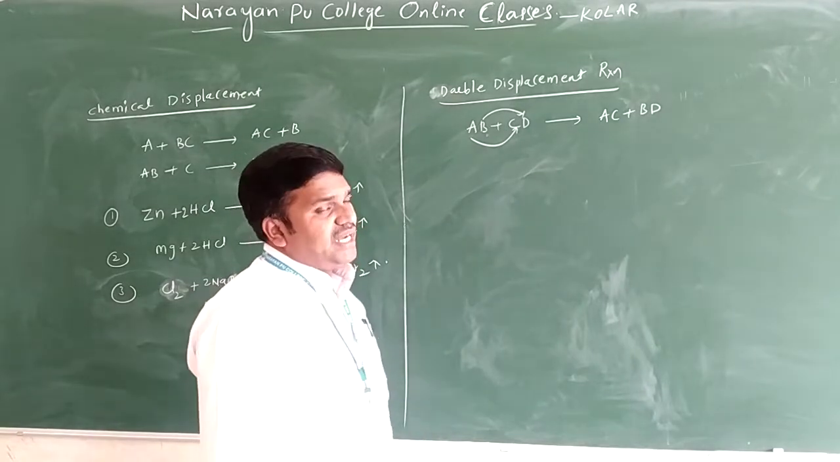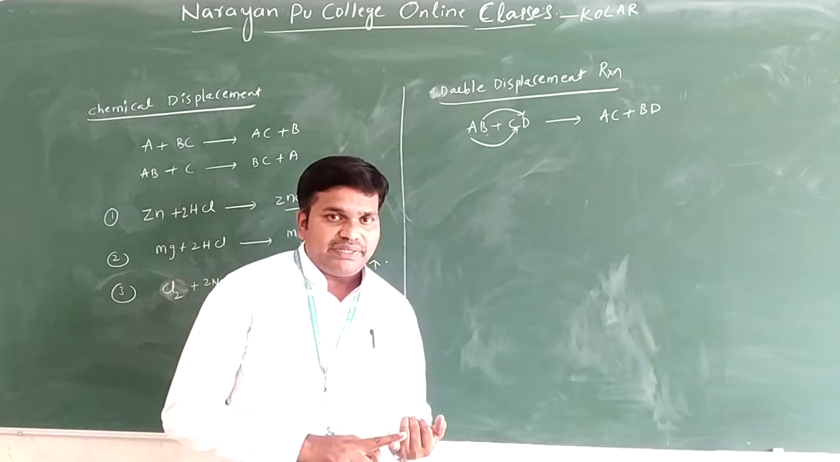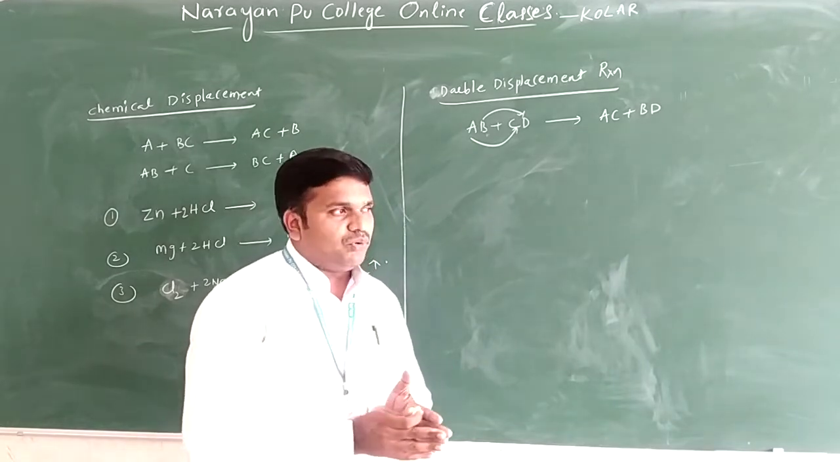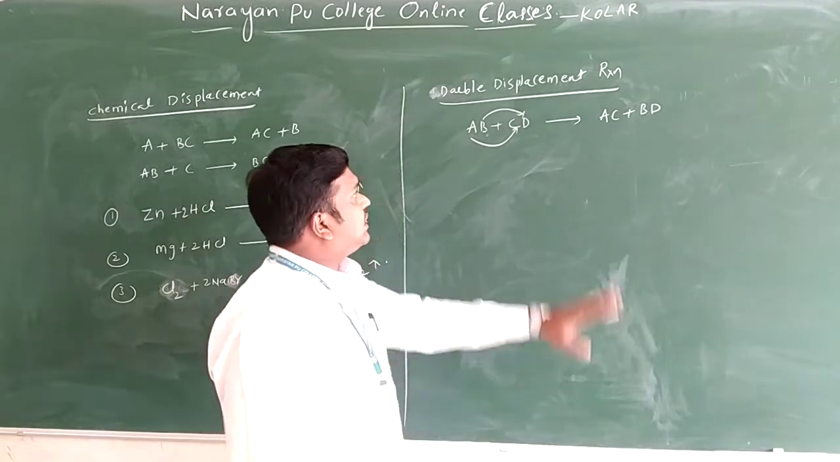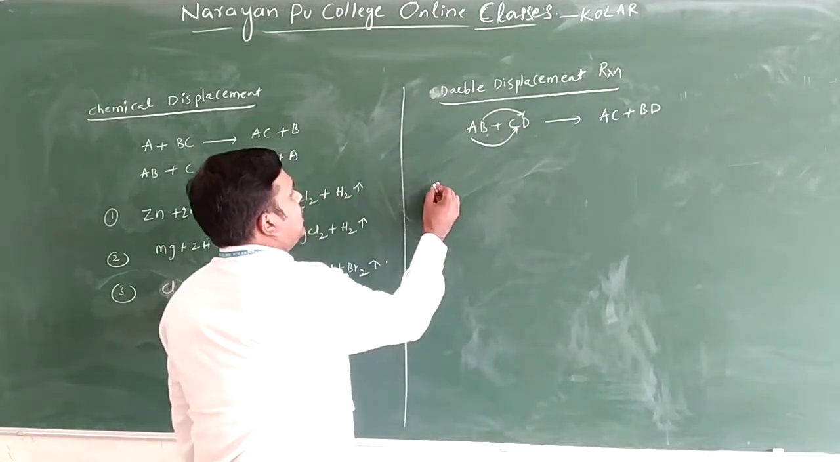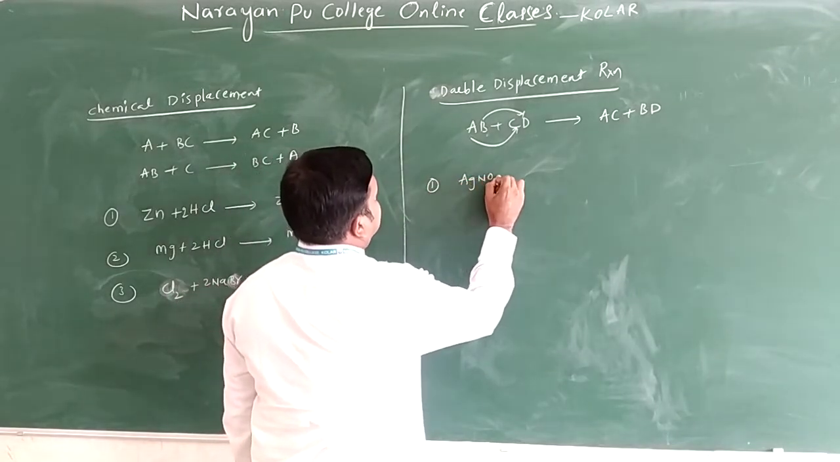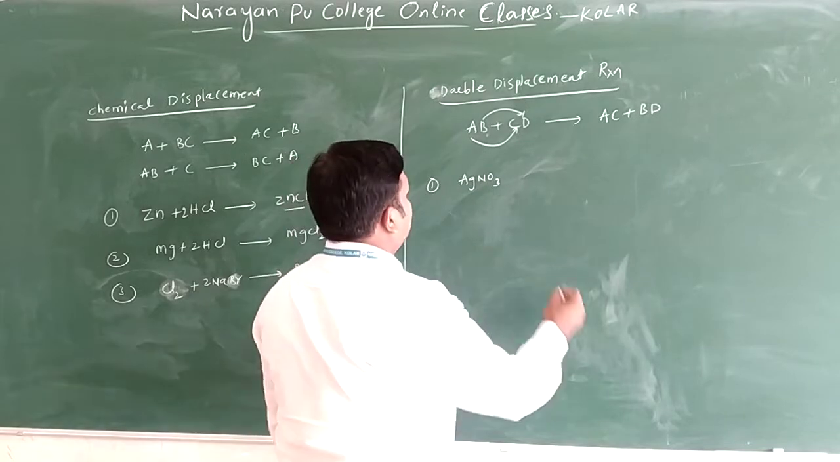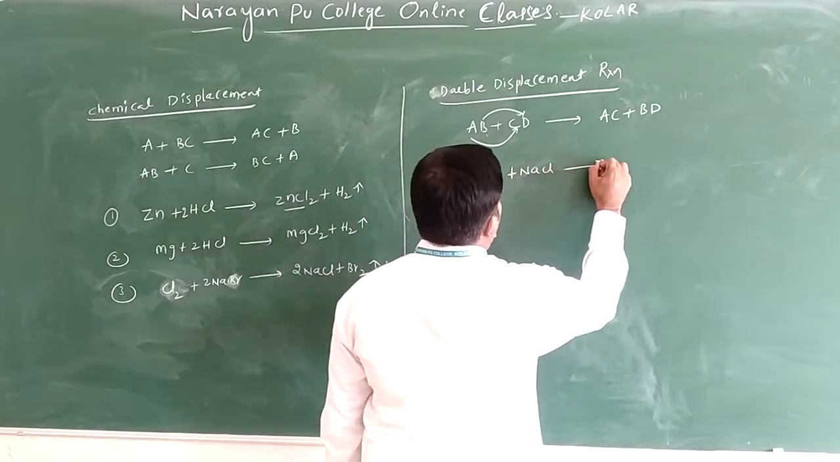The compounds should be ionic. The exchanging of ions takes place between the two compounds. Then the reaction that occurs is a double displacement reaction. Let us see one example. We have silver nitrate, AgNO3, reacting with NaCl.